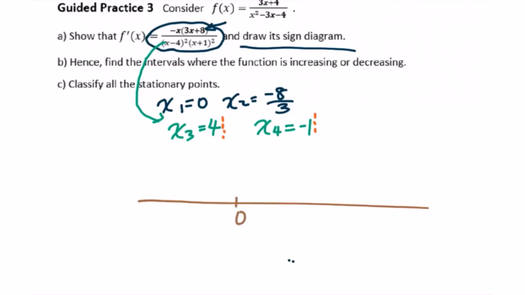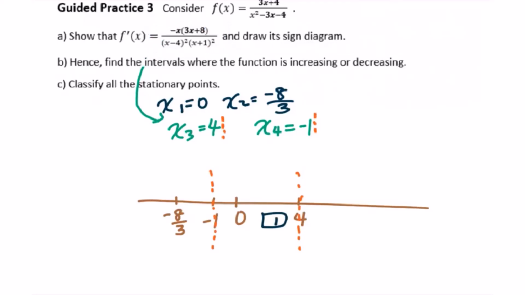You have 0, negative 8 over 3, negative 1, and here's 4. For negative 1, that's a vertical asymptote line. 4 is a vertical asymptote line. Choose a number to plug in. Let me choose 1. I plug 1 into this function. That's negative, positive. The denominator is positive because you square. Since I only have one negative, this will be negative.